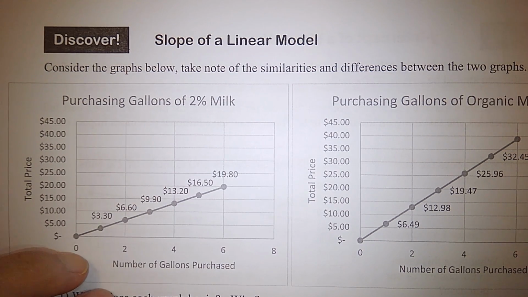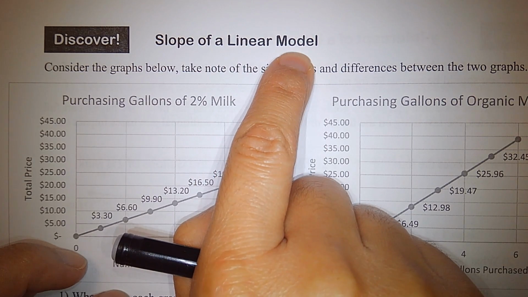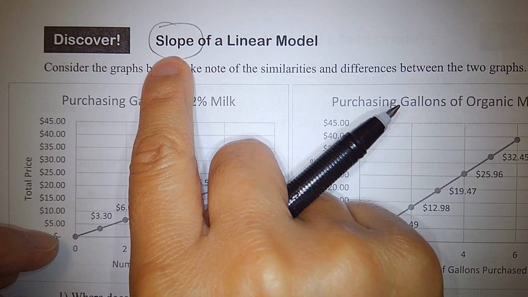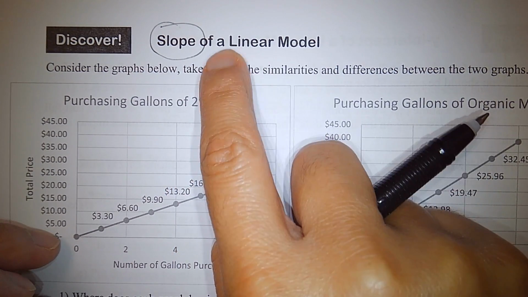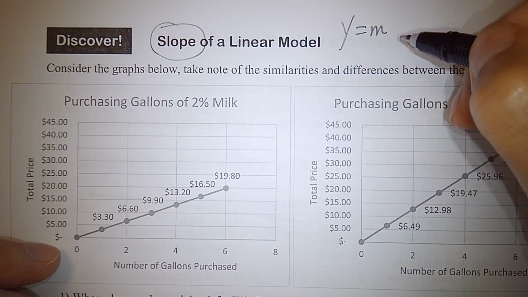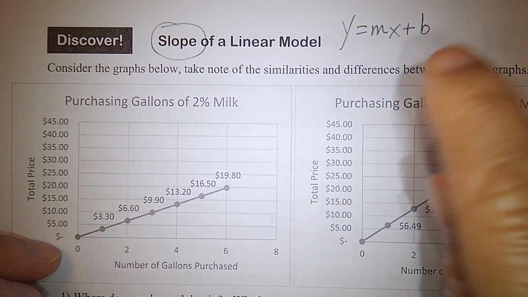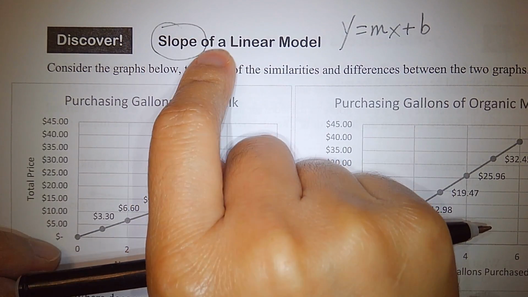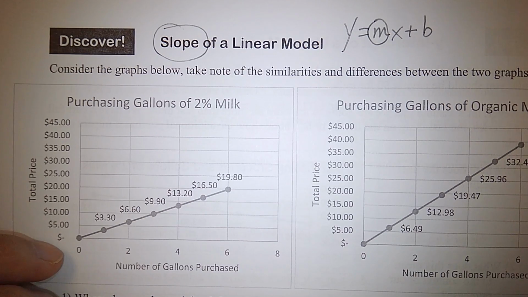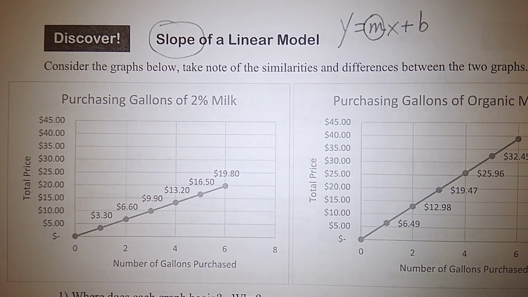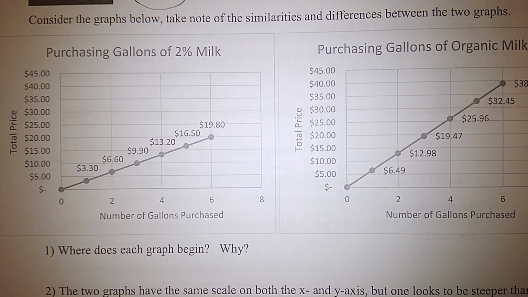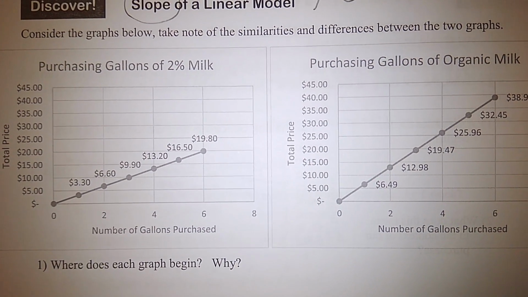Page 93, we'll start to learn linear models. Okay, linear models. First, we look at what is the slope of a linear model. Linear models in general have a form of y equals mx plus b. So we'll talk about the slope of the linear model, which is what? The m value. Now let's look at these examples and then we understand what is the slope of the linear model. Okay, so we have the milk problem.